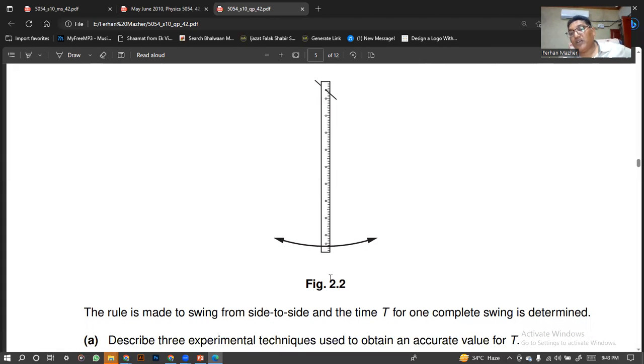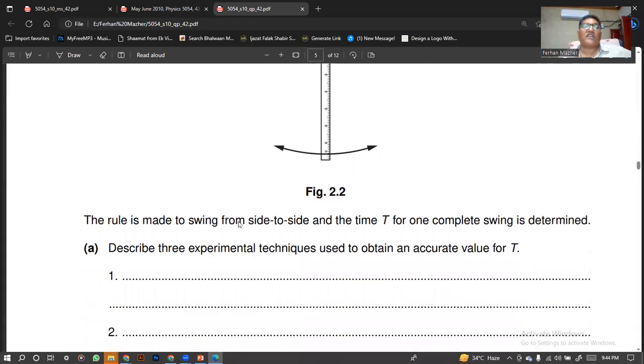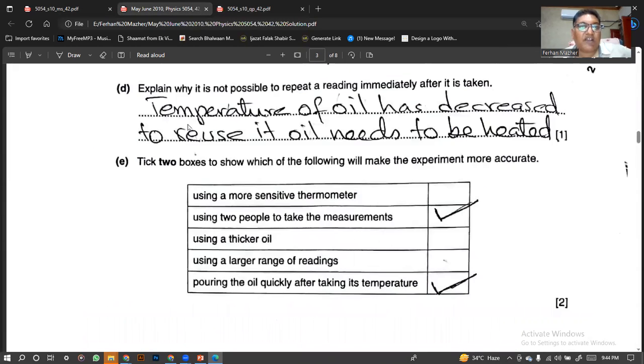Another thing, very important: when this scale is on the mean position, put an additional mark on the ground. For example, with a spray, you can make a mark on the ground showing the mean position of this ruler during its swings. That will make your calculation much easier. It's a 3 marks question, sir.